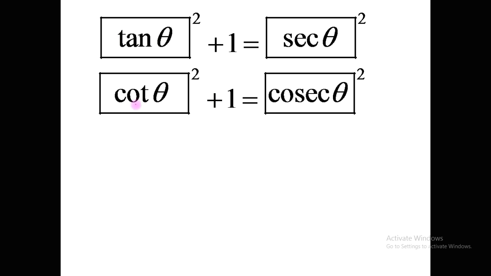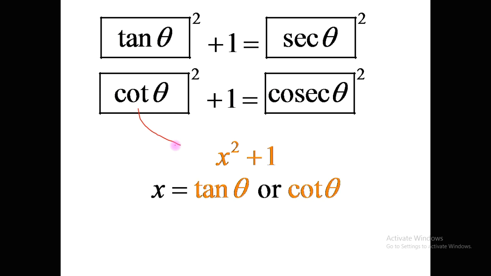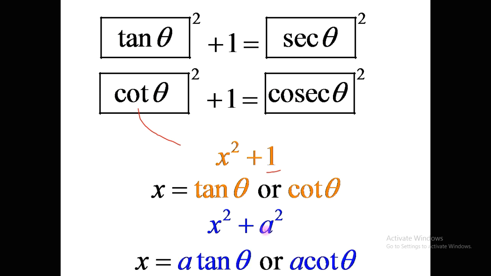In this form I am going to replace the first box by x, so it will be x square plus 1. Now this is the form, and what will be the substitution for x? The substitution for x will be x is equal to tan theta or x is equal to cot theta. Similarly, as we have seen before, if in place of 1 there is a square, so x square plus a square, what we shall get is x should be equal to a tan theta or a cot theta.